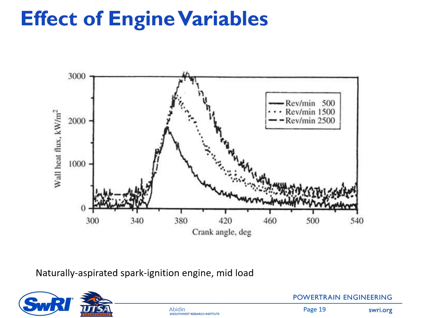And this figure is showing the effect of engine speed. So we have 500 rpm, 1500 rpm, and 2500 rpm. As the engine speed is increased, the wall heat flux increases as well. And it's the same engine type, a naturally aspirated spark ignition engine, at mid-load operating condition.